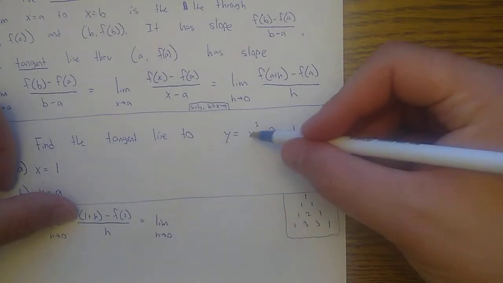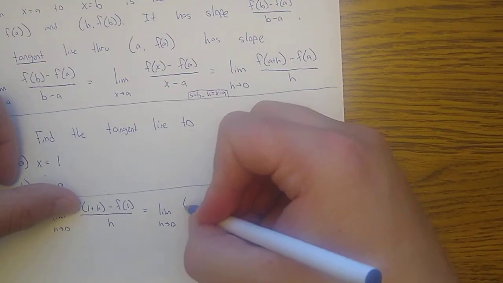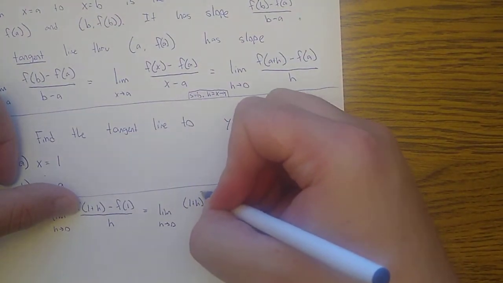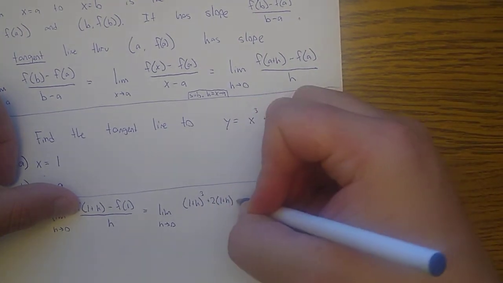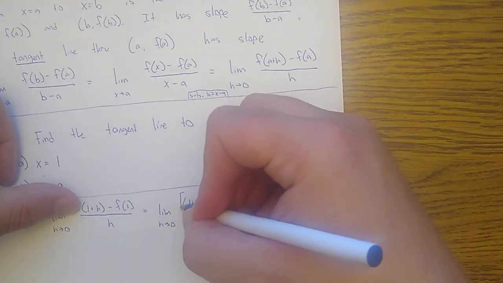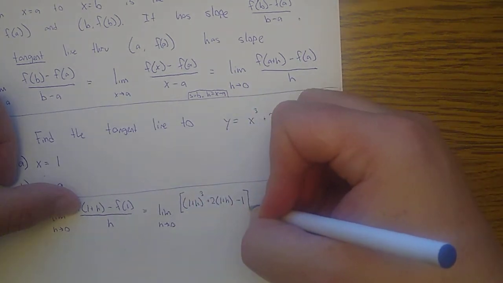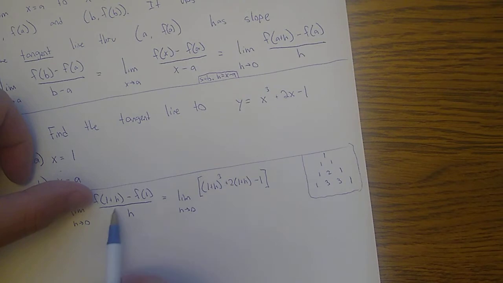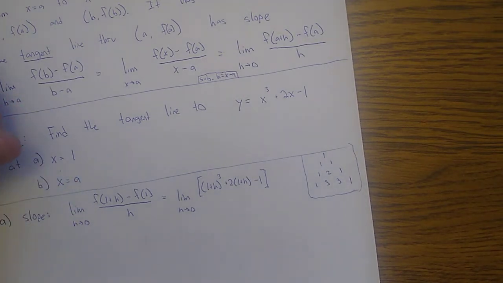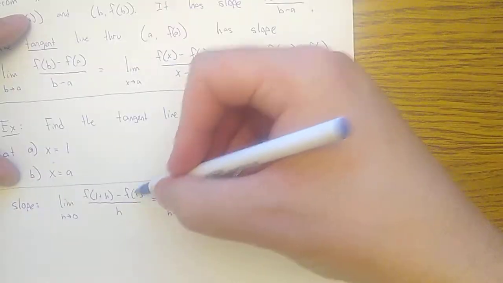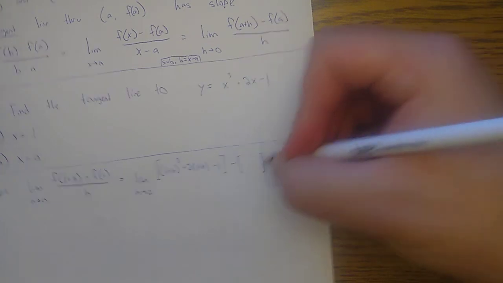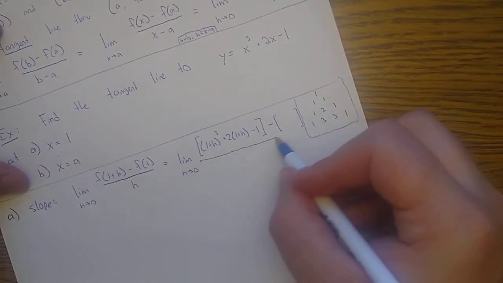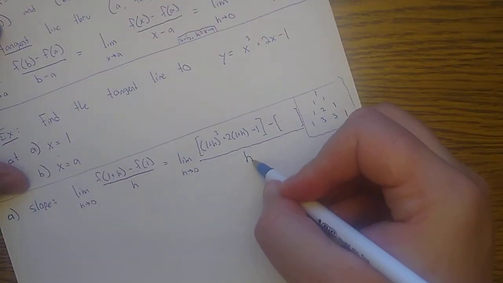Okay, so now I'm plugging it in here. 1 plus h cubed plus 2 times 1 plus h minus 1. And let me go ahead and put brackets around that whole thing. That whole thing is just f of 1 plus h. And then I'm going to subtract f of 1. So I'll put brackets around whatever that is. And then this is all going to be over h.